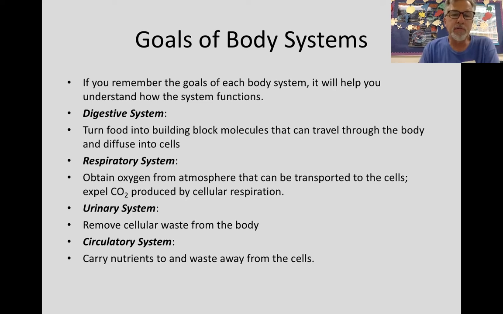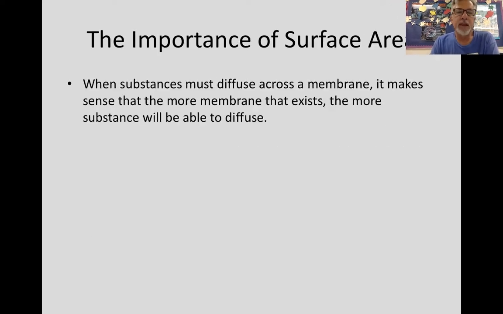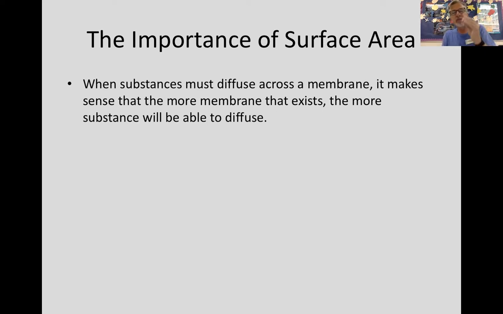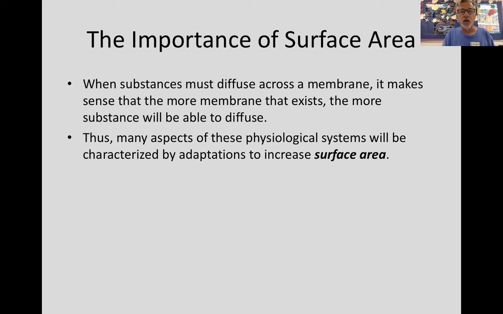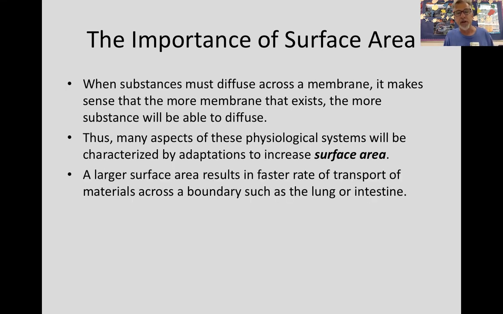Now, one last thing before we get into human physiology. When substances must diffuse across a membrane, it makes a lot of sense that the more membrane there exists, the more the substance will be able to diffuse. As a result, many aspects of physiological systems will be characterized by adaptations that increase surface area, because a larger surface area results in a faster rate of transport of materials across a boundary, such as a lung or an intestine. So that's it for today.